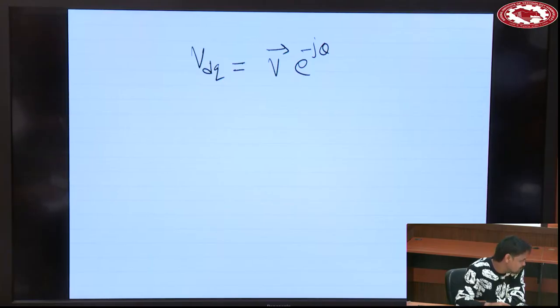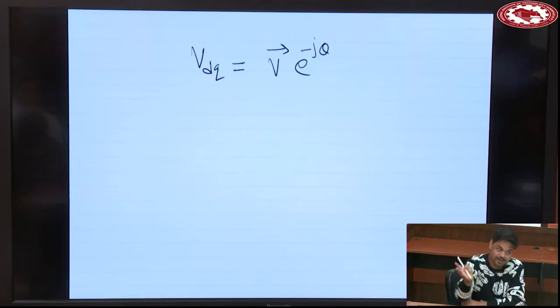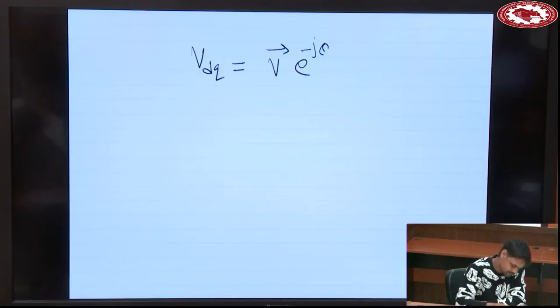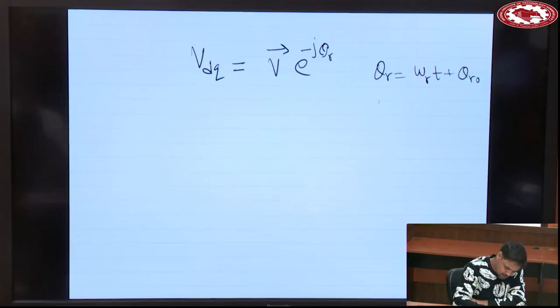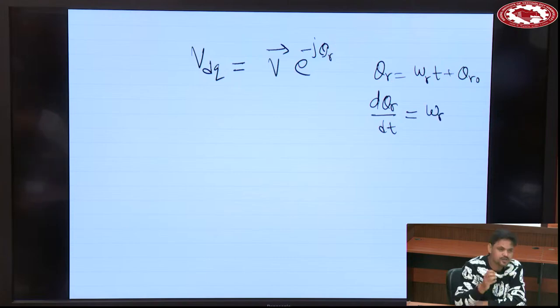So V dq is equal to the V vector and the retardation factor, because you are viewing from another reference frame which is rotating with theta r, where theta r is equal to omega t plus theta r naught. If you remember, we have discussed this in the class. And what is this d theta r by dt? It is the speed at which it is rotating, the speed of rotation.